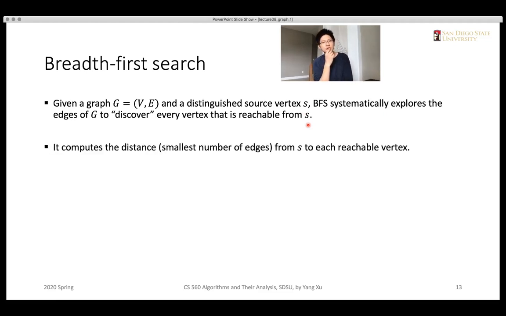So this BFS algorithm will compute the distance. This distance is defined by the smallest number of edges from the starting vertex S to each reachable vertex, and it will produce a tree structure that uses the source vertex S as its root. It's called the breadth first tree, as a result of the breadth first search.